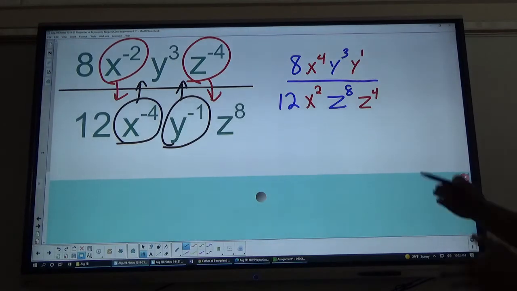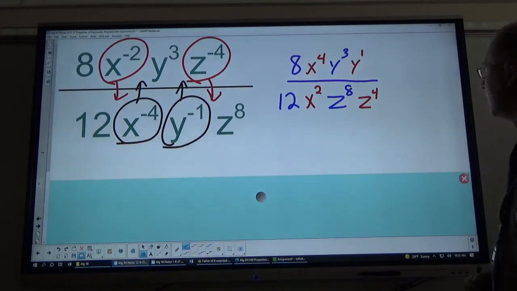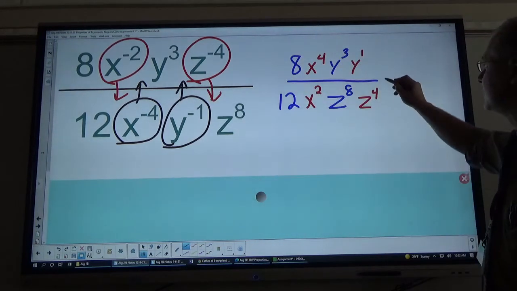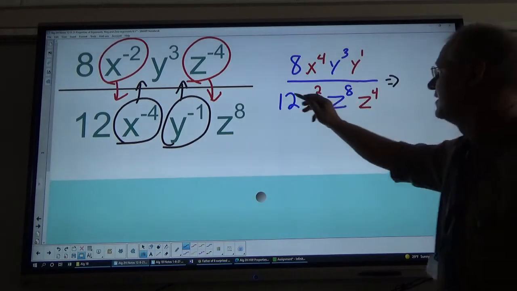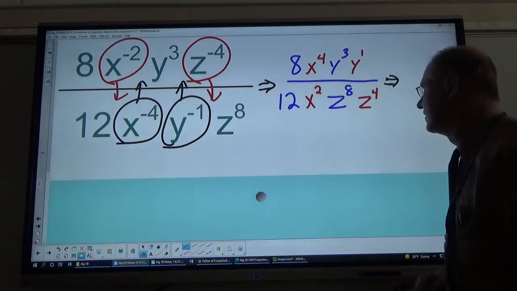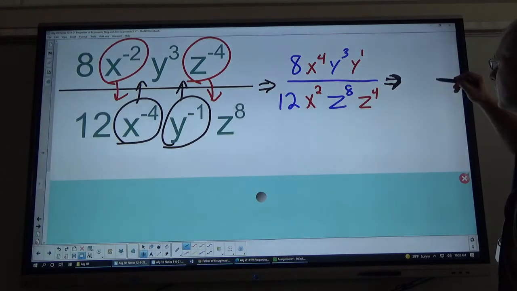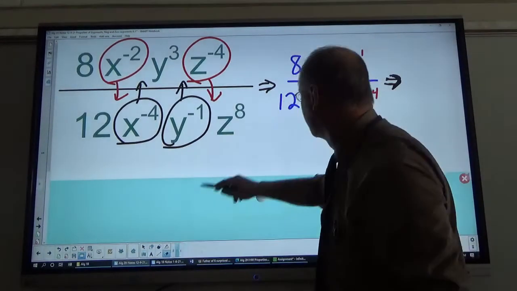Now that I've moved all this, I'm going to go ahead and do my simplification. You don't have to do it this way, I just think it's a nice way of keeping track of everything, and it simplifies things.